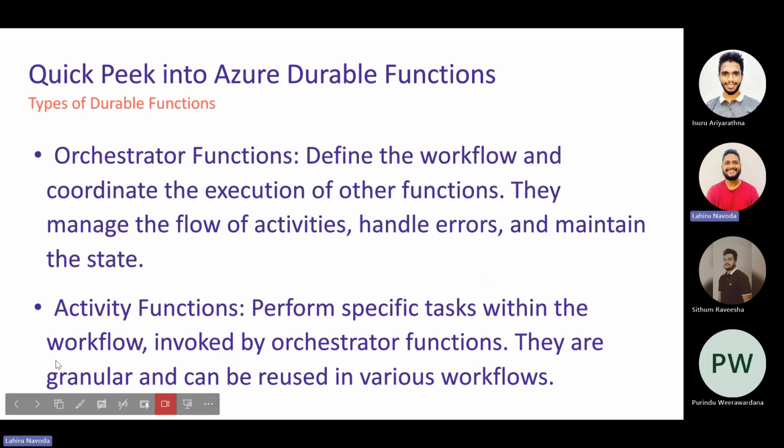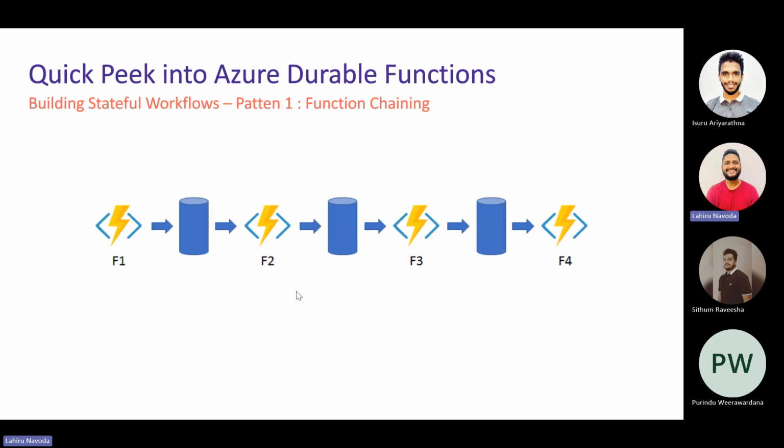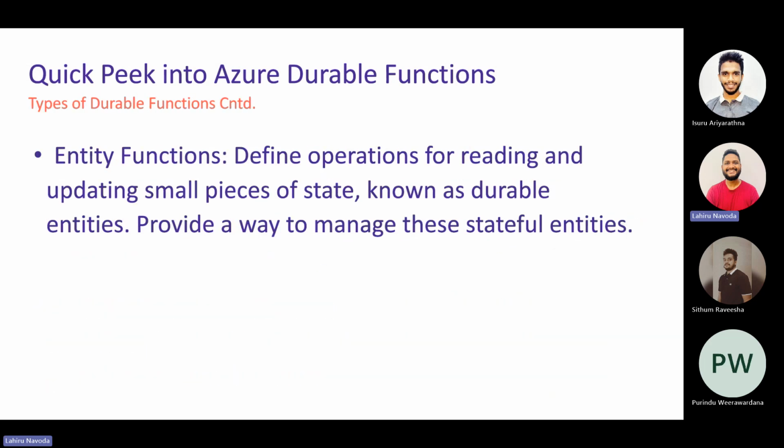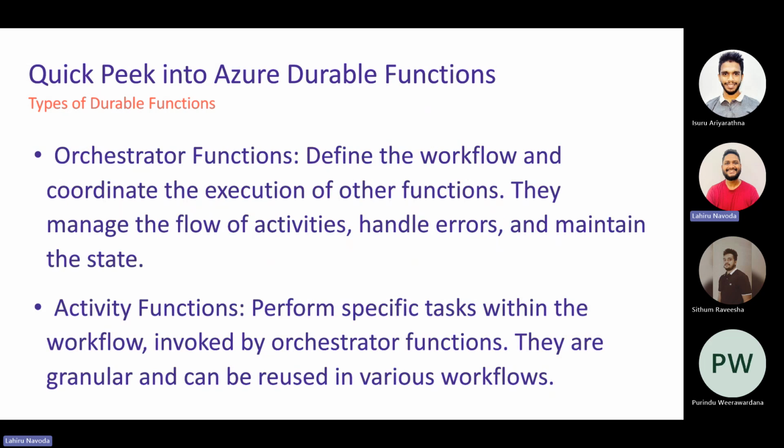And then the second type is activity functions. These functions perform specific tasks within the workflow. For example, we can say this F2 is an activity function. Basically, these activity functions are responsible for performing specific tasks within the workflow, and they are always invoked by the orchestrator function. They are granular and can be reused in various workflows.